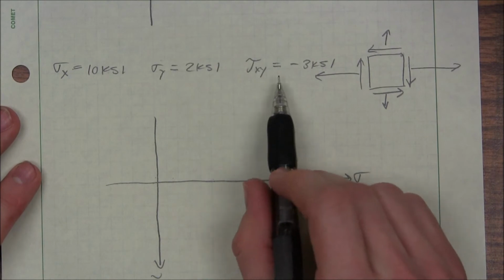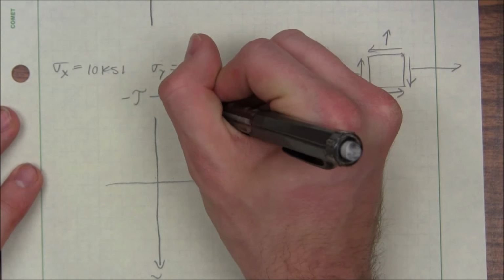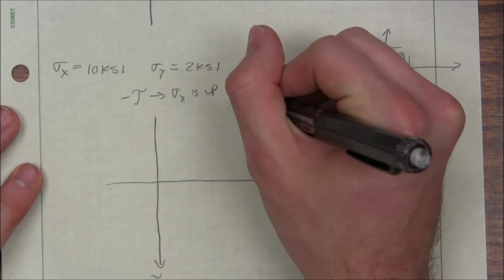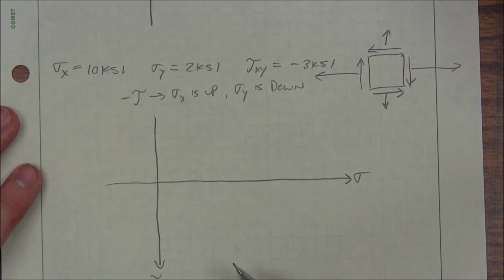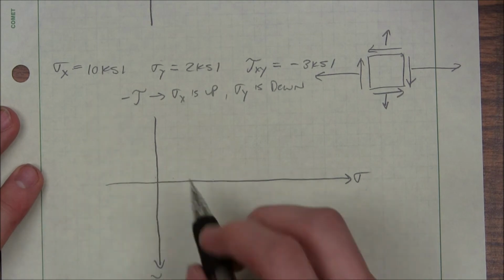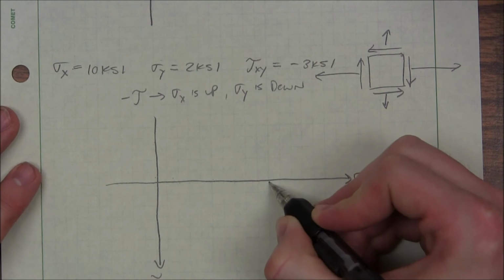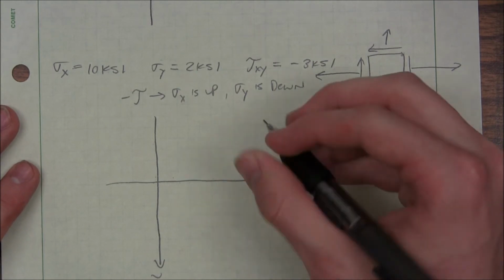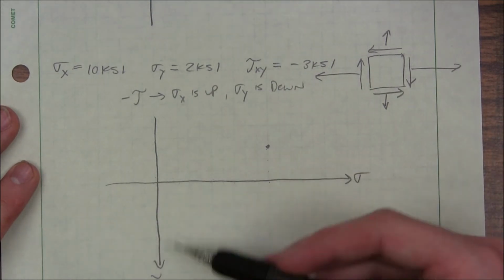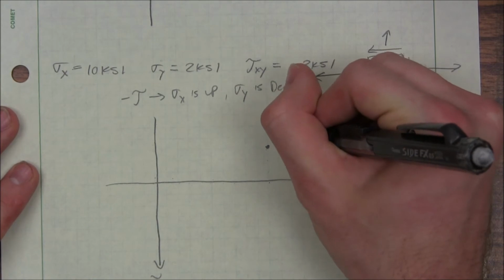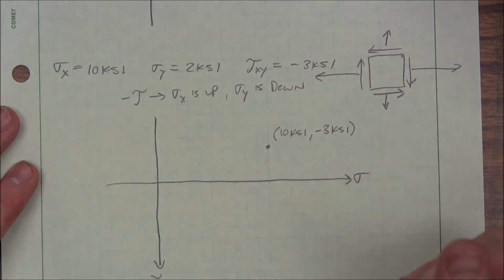So the thing to remember is that when you have a negative tau, that means that sigma x is up and sigma y is down or below the axis. So sigma x is 10, 1, 2, 3, 4, 5, 6, 7, 8, 9, 10, and now I go up 3, 1, 2, 3. So this is, remember that tau is negative here. So I could plot this point to be 10 ksi, negative 3 ksi.